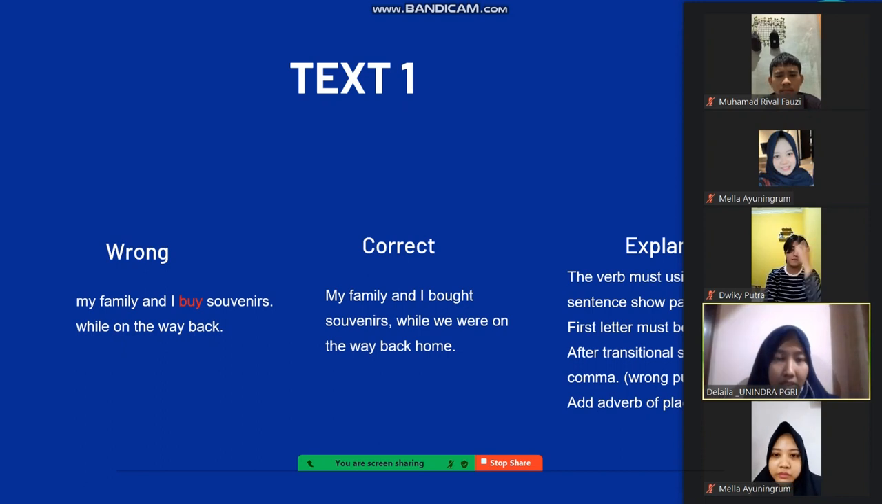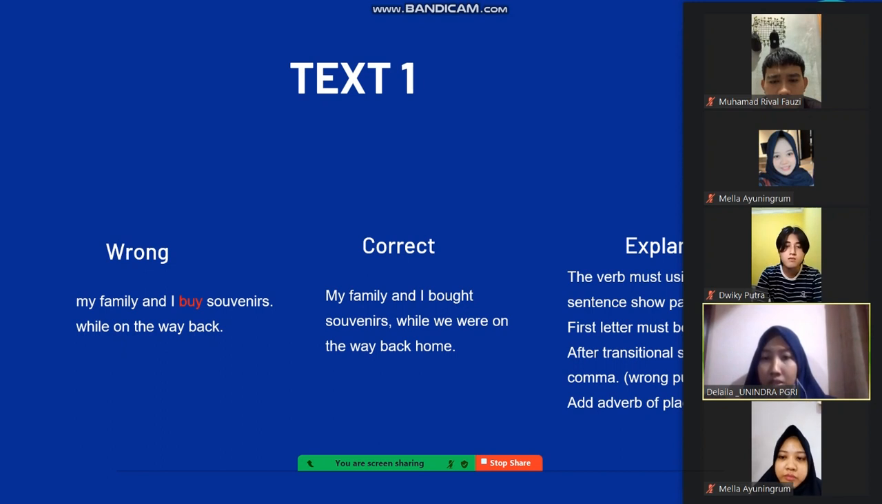The sixth sentence is, my family and I buy souvenirs while on the way back. The correct is, my family and I bought souvenirs while we were on the way back home. The explanation, the verb must use verb 2 because the sentence is in the past. First letter must use capitalization. After a transitional signal a comma should be added, or wrong punctuation. Add adverb of place, or home.